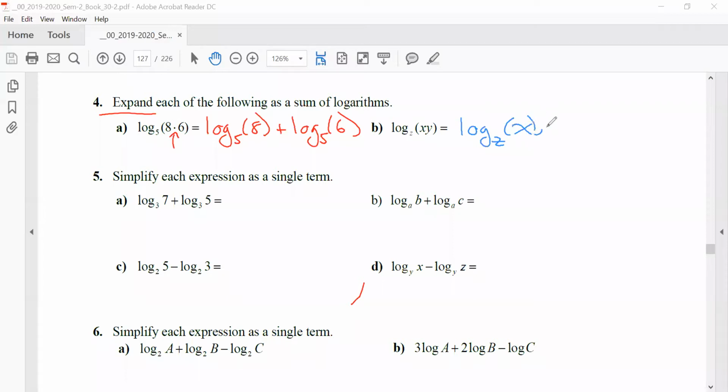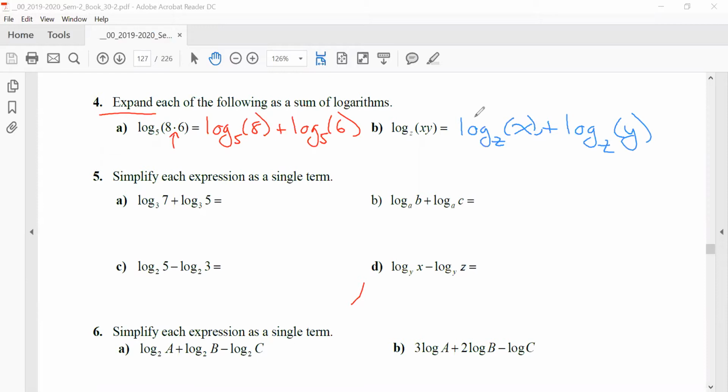Their goal was to turn multiplication into addition. Done. Okay? Now, expanding, not as important, right? Usually we want to simplify. So simplify means we're going to write it as one log.